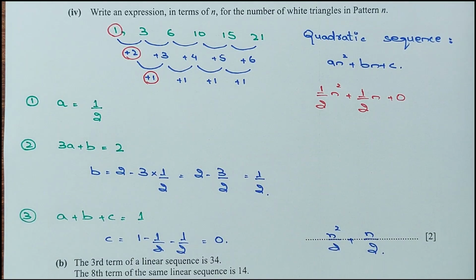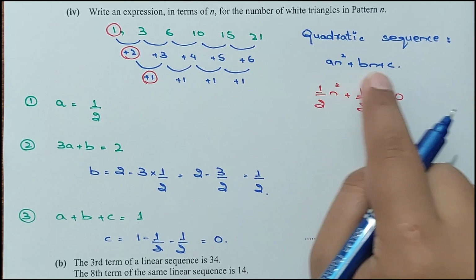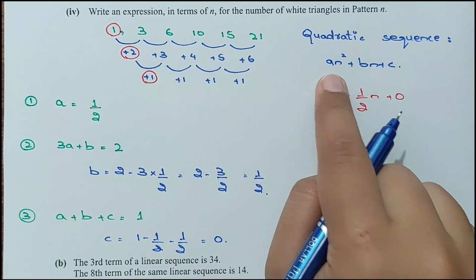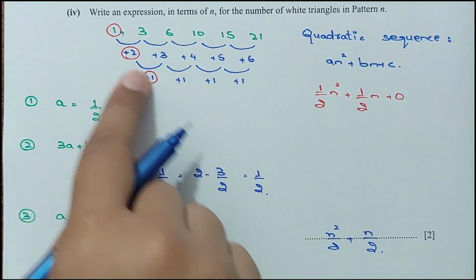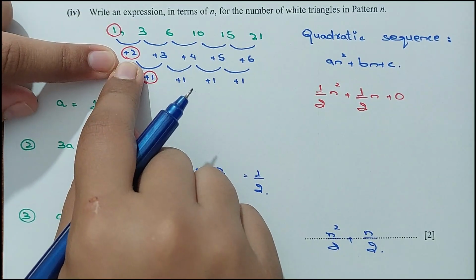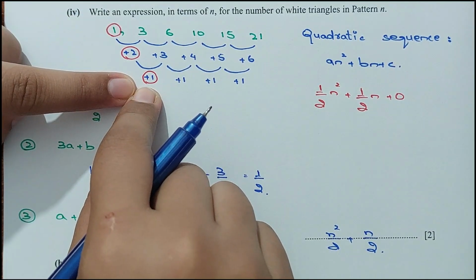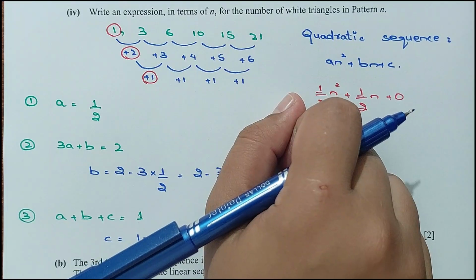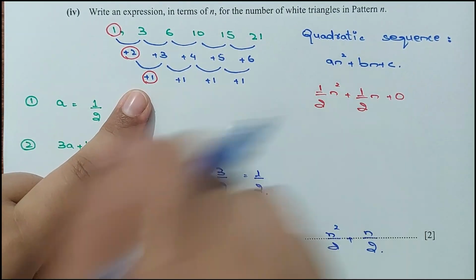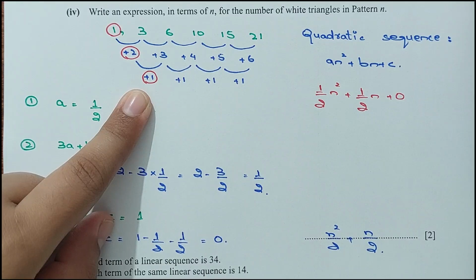Let me explain this one more time. Whenever you have a quadratic sequence, we have this type of nth term, an² + bn + c. Now to get the values of a, b, c, we have to use these 3 terms: the first term of the sequence, the first term of the first difference, and the first term of the second difference. To get the a value, we start from the backward. The a value is always the first term of your second difference divided by 2. That is your formula to get a.